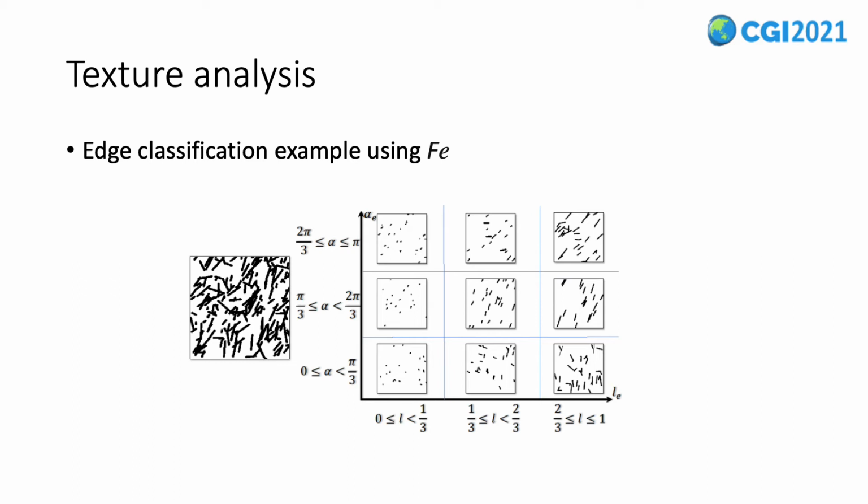The picture shows an example. The X-axis is the relative length of edges. 1 means the longest edge length in the input texture, so the left bin means the lower 33% in terms of length. The Y-axis represents the angle of each edge. So the top right bin shows longer edges whose angles are between 120 degrees and 180 degrees.